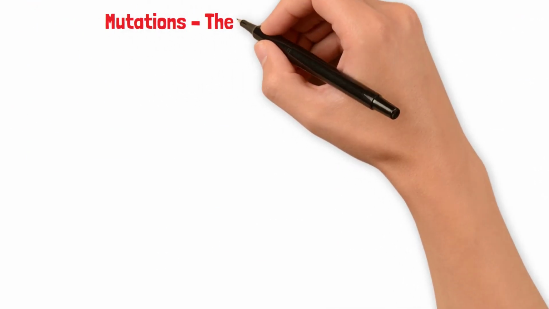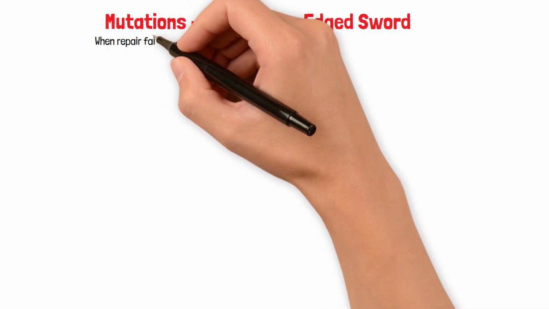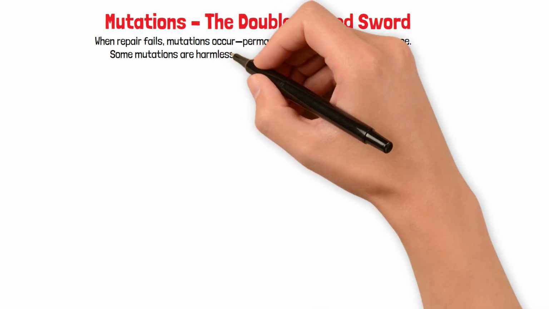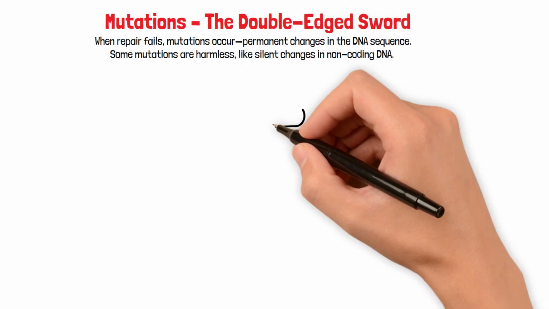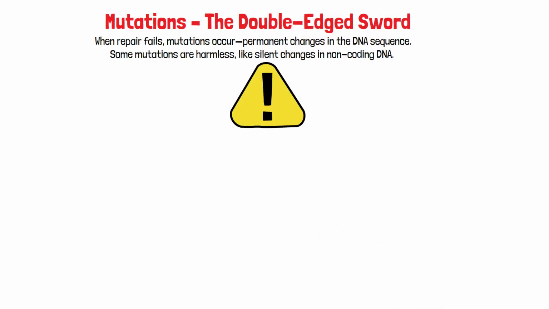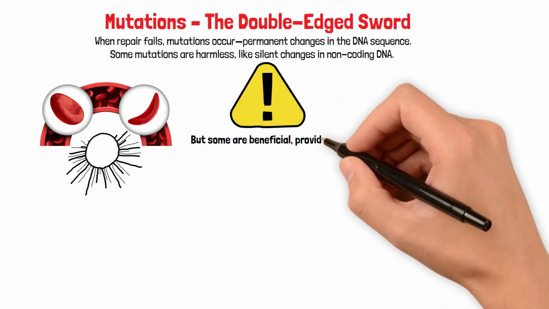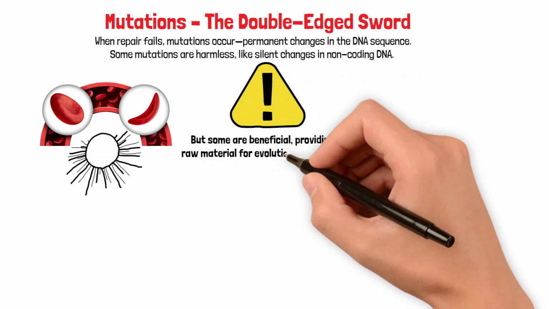Mutations, the double-edged sword. When repair fails, mutations occur, permanent changes in the DNA sequence. Some mutations are harmless, like silent changes in non-coding DNA. Others can be harmful, causing diseases like sickle cell anemia or cancer. But some are beneficial, providing the raw material for evolution and adaptation.